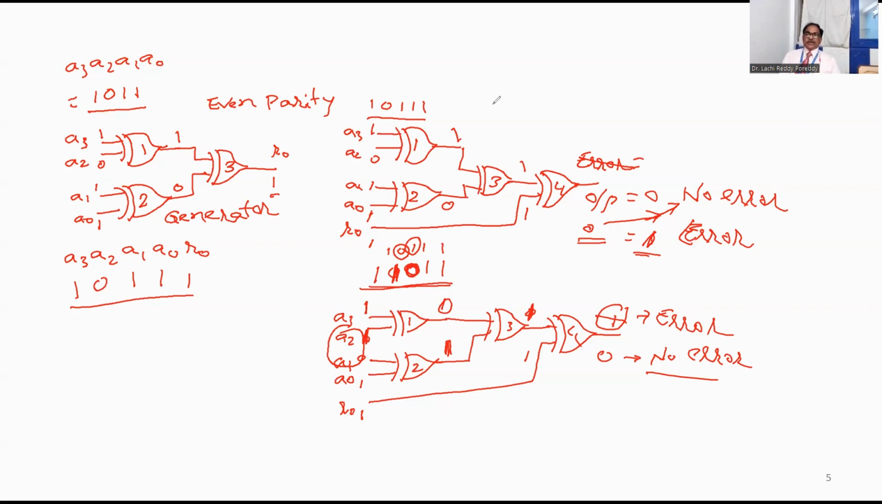So that is why this is not preferred in communication, because it is not able to detect an even number of errors. So that is a problem in this.